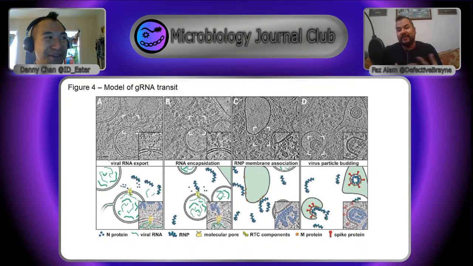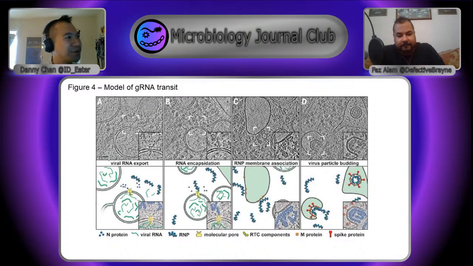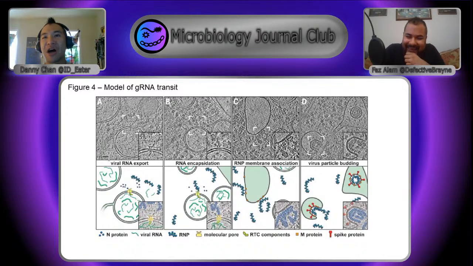Absolutely. I was wondering, can they not differentiate between an uncoiling polypeptide that's going in versus coming out? Yeah, maybe there's no precedent for this. One of the reasons why they're talking about this pore as if it exports RNA is because pores like this exist in other RNA viruses.